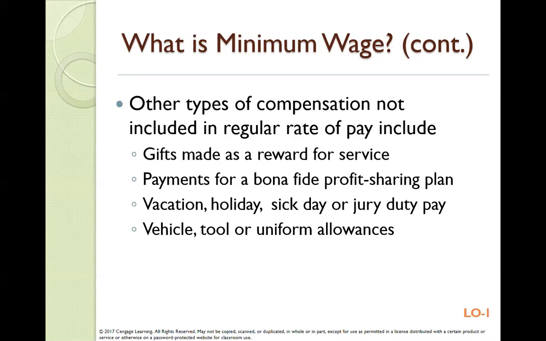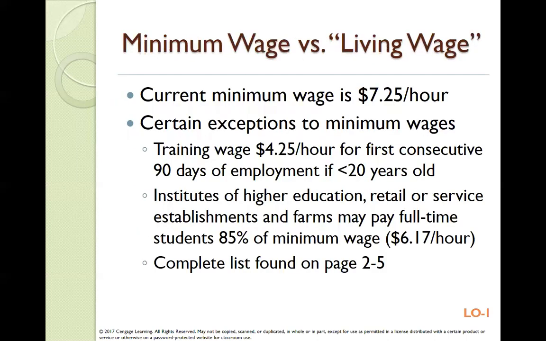So those are gifts and payments for profit sharing, vacation, holidays, sick days, jury duty, vehicle, tool, or uniform allowances. Those are compensation. The employee still has to count it as part of their taxable income, but it's not considered regular pay. So we can't pay them lower than $7.25 and give them some of this to compensate. That's all that means.